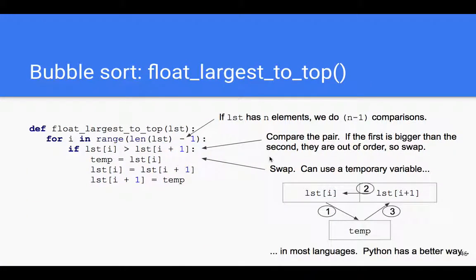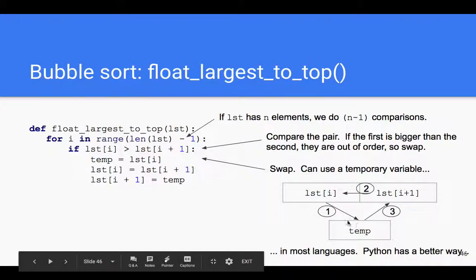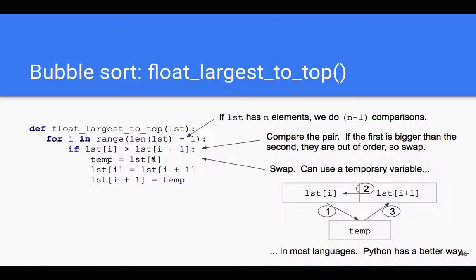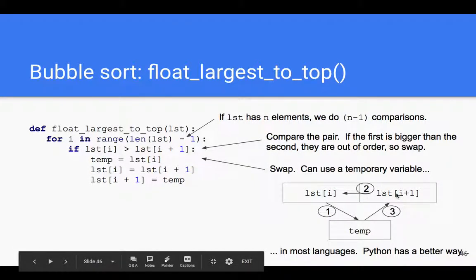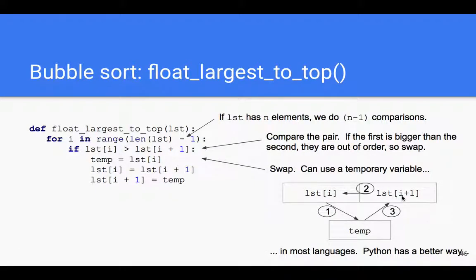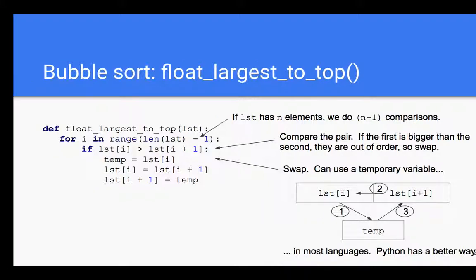Okay, so if you want to see how it works pictorially, the first step is we save the item at I into temp. And then the second step is we move whatever's in I plus 1 into I. And the third step, we take what's in temp and put it into the I plus 1 position. Okay, so this is typically what you would do in languages like C and C++. Being Python, there's actually a better way to do it, and I'll show you how.